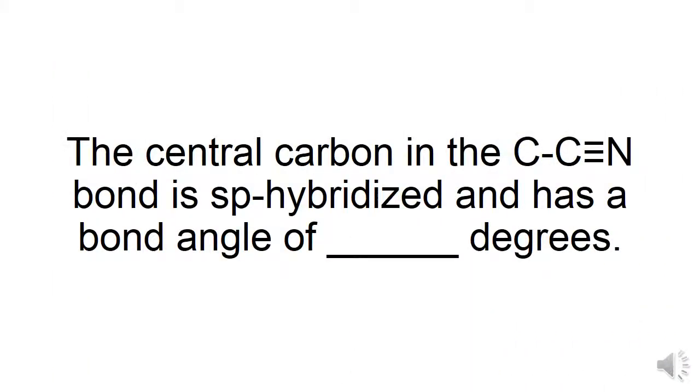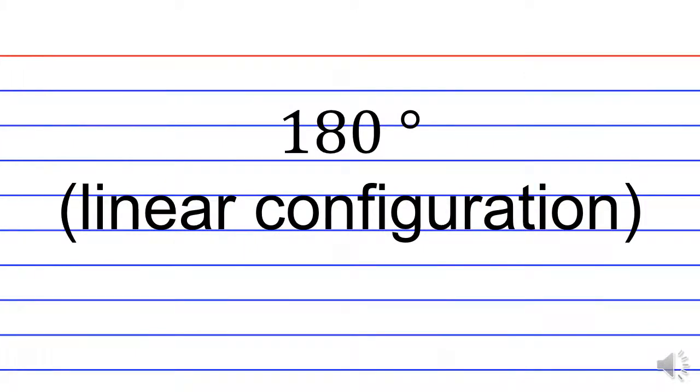Okay, and here goes an sp configuration for carbon that should help you with the previous card. The central carbon in C single bonded to C, triple bonded to N is sp-hybridized and has a bond angle of blank degrees. So what is this? If we were to visualize this in 3D, what would the bond angle be? And the bond angle would be 180 degrees and it would have a straight linear configuration.